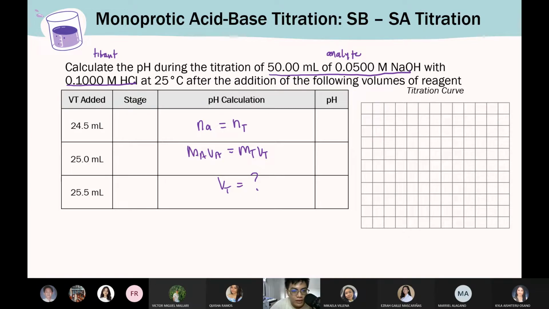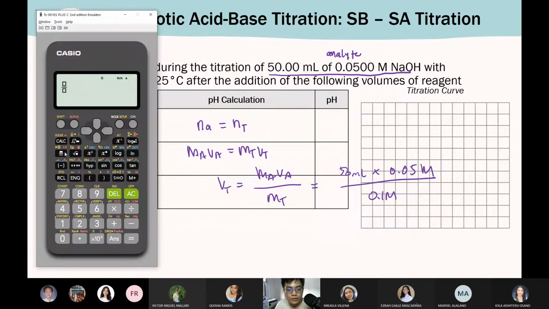Molarity analyte, volume analyte, given na yan. Molarity titrant, yun na yan. Hanapin nyo na lang yung Vt. No need to convert the volumes into liters. Okay, sabi Victor, 25 mL. So let's check. To get Vt, that's MaVa over Mt. So 50 mL times 0.05 molar divided by 0.1 molar. Calculate tayo: 50 times 0.05 divided by 0.1 is 25 mL. Correct kayo dyan.